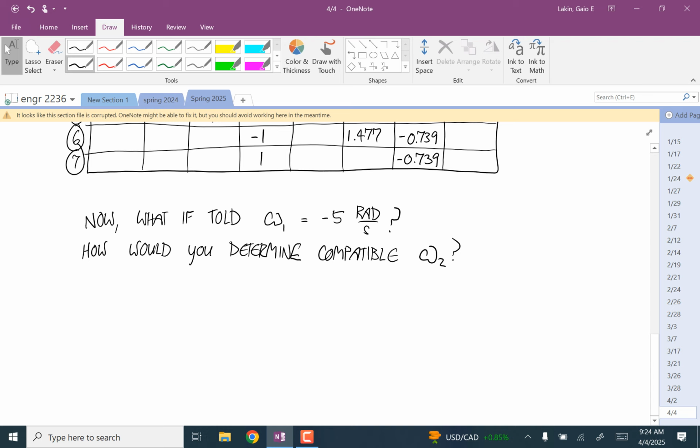Yep. Would it somehow have to be proportional, like with the cross product with the radiuses? Yeah, for sure. I mean, it's kind of just a geometry problem.